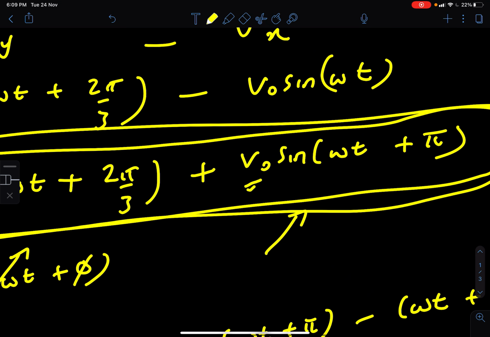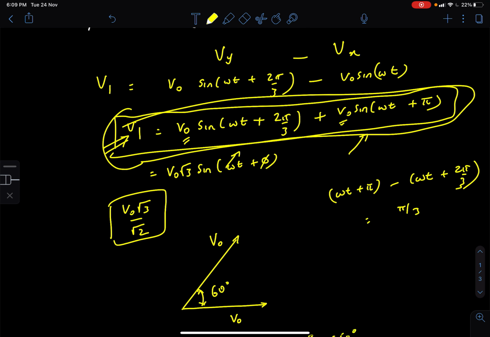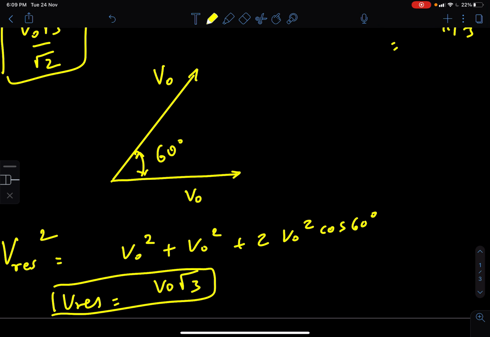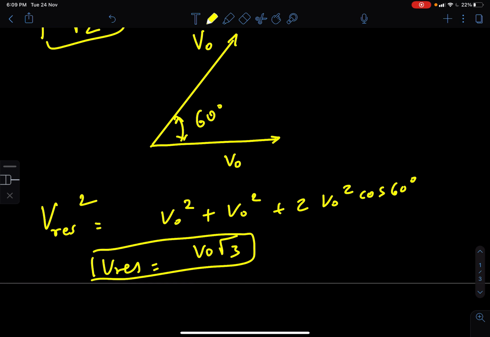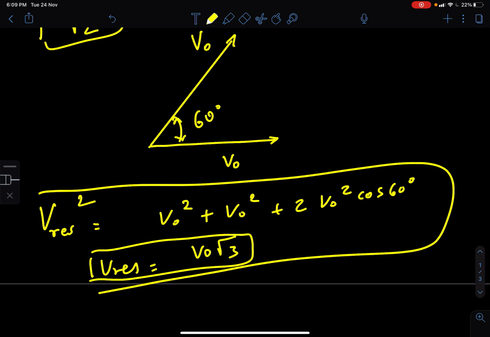And the angle between the two vectors is the phase difference between the two SHMs. First SHM having a phase of omega t plus pi. Second SHM having a phase of omega t plus 2 pi by 3. If you subtract their phases, you will get pi by 3. So the angle between the vectors is pi by 3 or 60 degrees. What is the v resultant? Here you can do vector addition and get the v resultant to be v naught root 3.